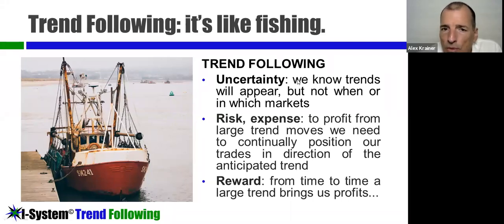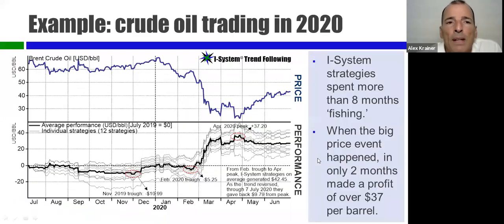You have uncertainty. You know that market trends will appear. You don't know when or in which markets. To profit from these trends, you have to continually position your trades in the direction of the anticipated trend. And then from time to time, as the trends unfold, they bring you profits that make up for the losses you incurred while attempting to catch a trend.